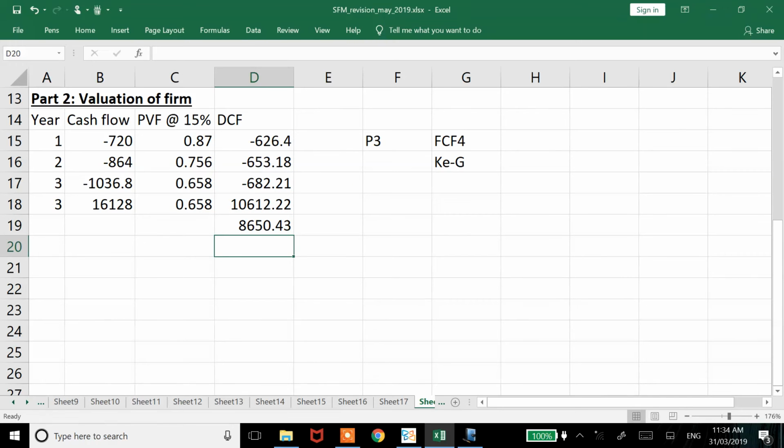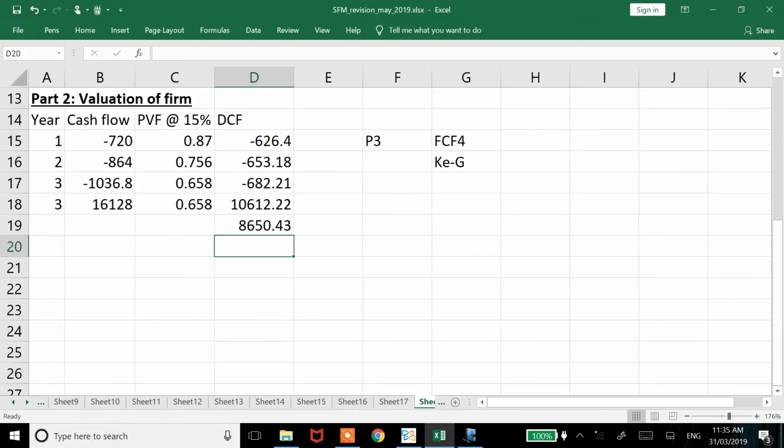So if I implement the strategy, the value will be this. If the strategy gets implemented, we'll get a value of 8650.43. With strategy, the value is 8650.43. Any doubts on this number?